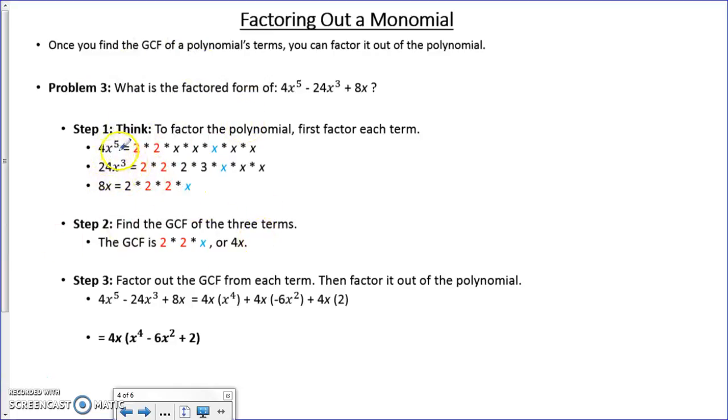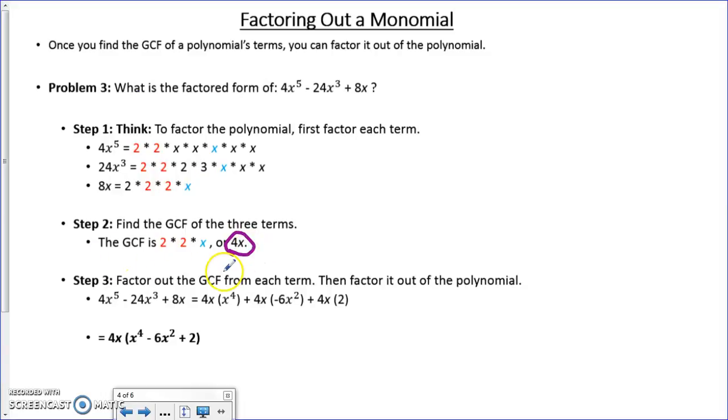So 4x to the 5th is 2 times 2 times x times x times x times x times x. 24x cubed, it's 8 times 3, but 8 can be broken down as 2 times 2 times 2. And then 8x is simply 2 times 2 times 2 times x. So you see that they have 2 twice in common, so that's 4x. So the GCF is 4x.